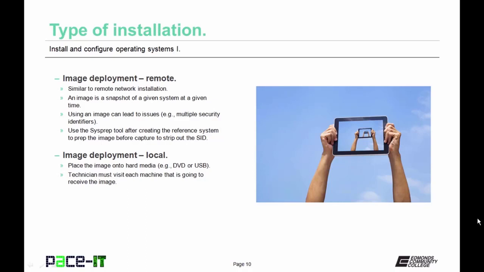Now let's talk about image deployment local. This is where you place the image onto a hard media, as in a DVD, USB, or portable hard drive, and you go and visit each machine deploying the image one by one.